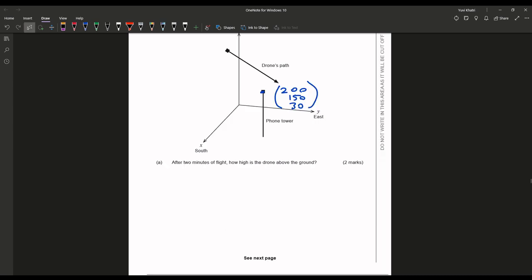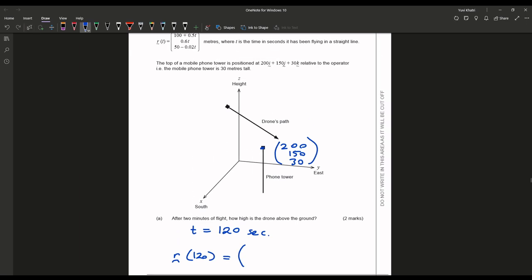Now part A says, after 2 minutes of flight, how high is the drone above the ground? Well, 2 minutes means t is 120 seconds. And we just need to find r of 120. So that's going to be 100 plus 0.5 times 120, 0.6 times 120, and its height above the ground is 50, take away 0.02 times 120.